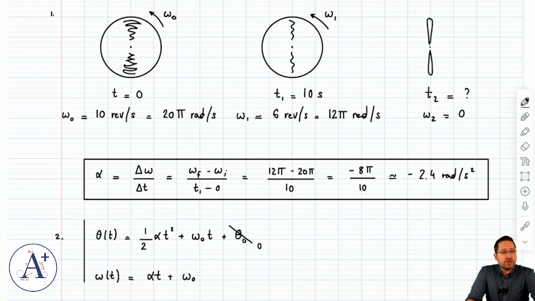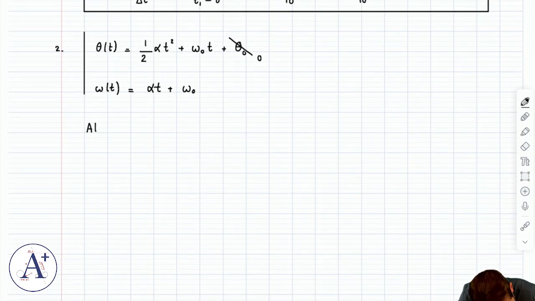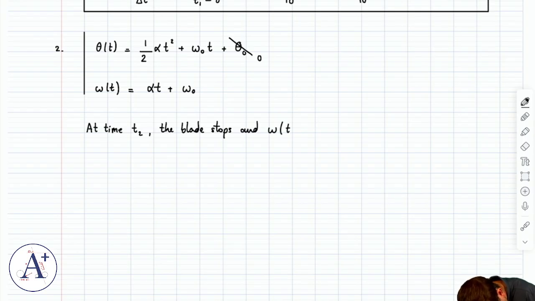Okay, fair enough. How do I solve for t2? Well, I would say, what is true at time t equals t2? Omega 2 is 0. I know that for sure. And theta is going to be something, but that's question 3. So I'm just going to say at time t equals t2, omega is equal to 0. At time t2, the blade stops and omega of t2 is equal to 0.